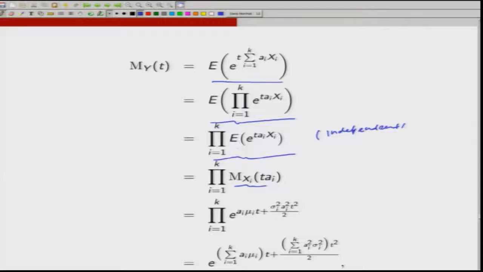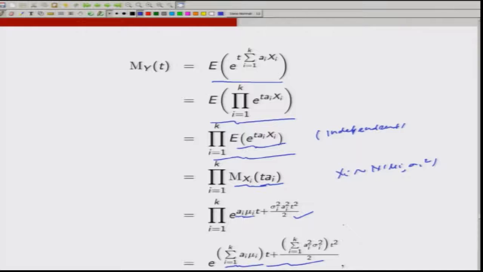This is nothing but the moment generating function of Xi at the point ai t, where Xi is Normal(mu_i, sigma_i squared). So its moment generating function would be e to the power mu_i times the argument, and the argument is nothing but ai t, so it becomes ai mu_i t, plus sigma_i squared times the argument squared, which is t squared ai squared by 2. So if you do it, it becomes e to the power summation i equals 1 to k ai mu_i t plus summation i equals 1 to k ai squared sigma_i squared t squared by 2.